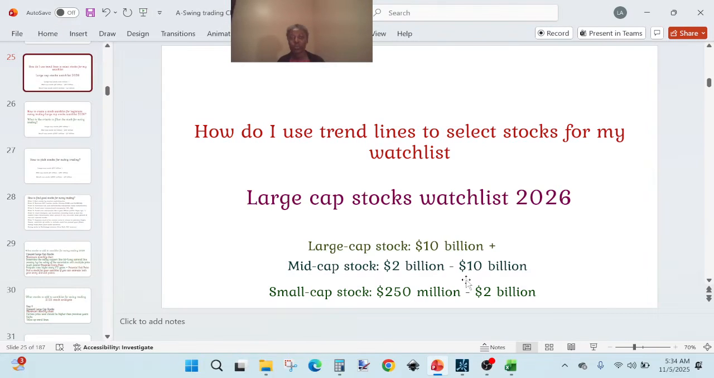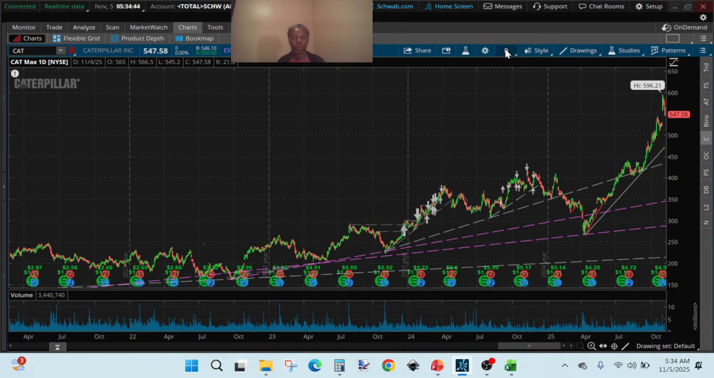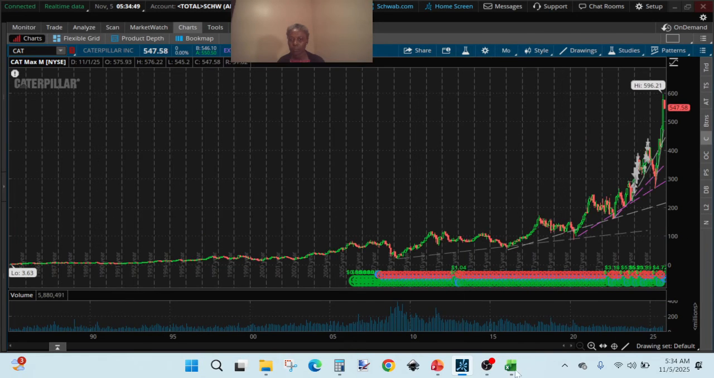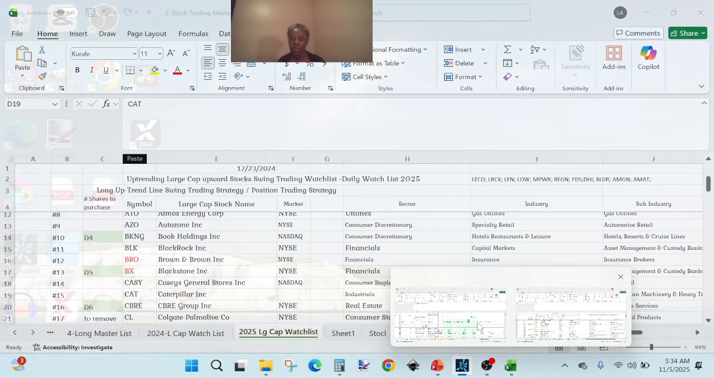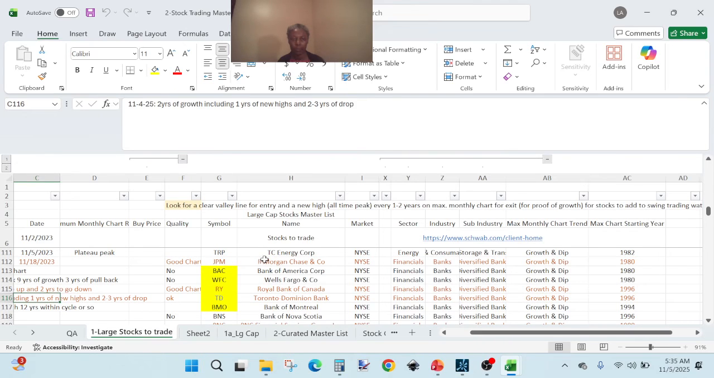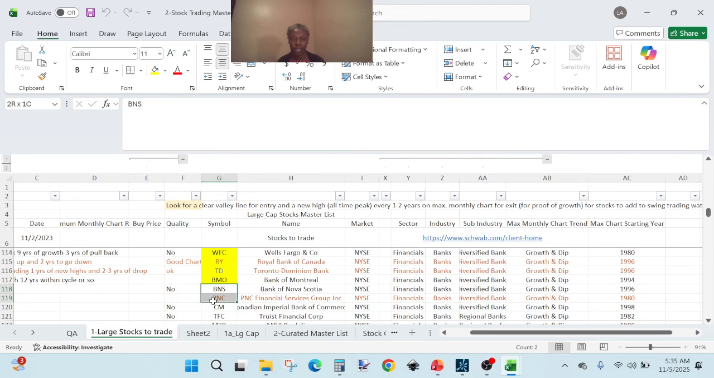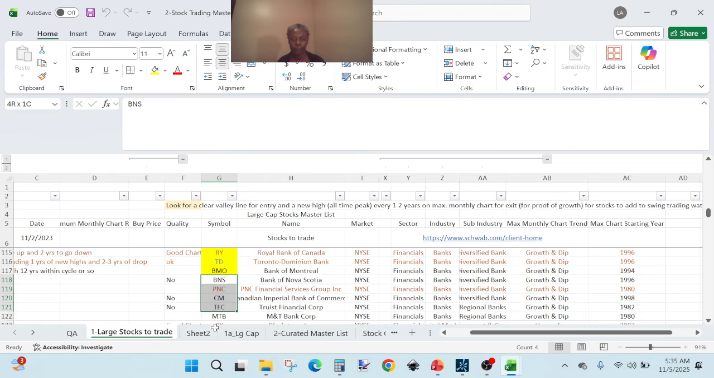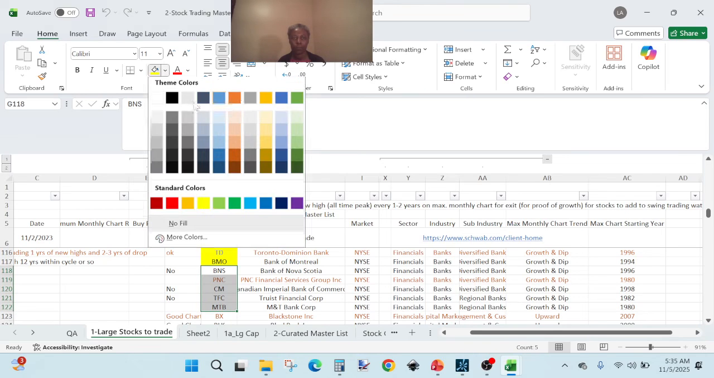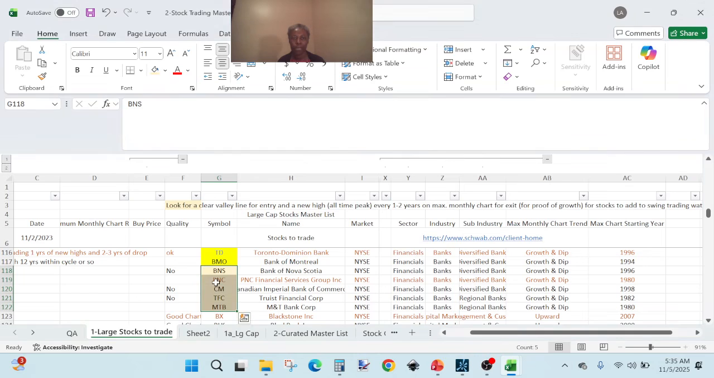Hello, how do I use trend lines to select stocks for my watch list? We are going to use the Thinkorswim platform and we are going to use the maximum monthly chart. We are going to go to a master list of large cap stocks, and we are going to analyze 5 together. The first one is BNS.